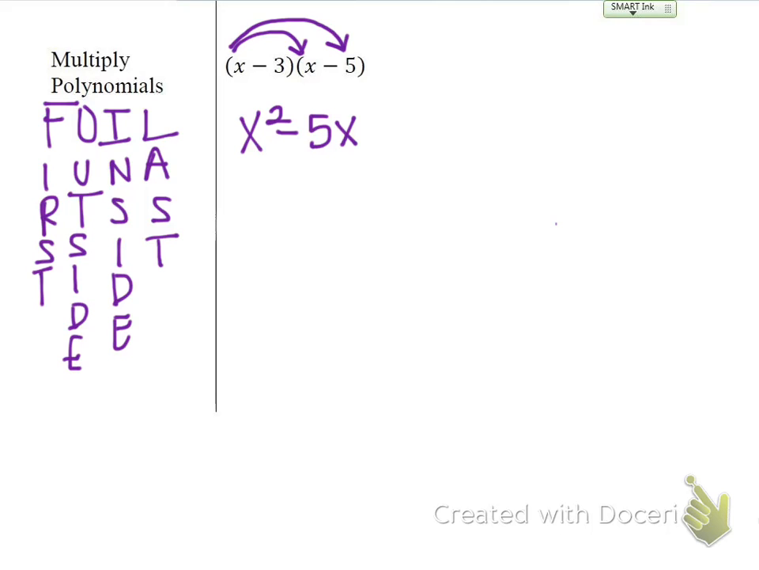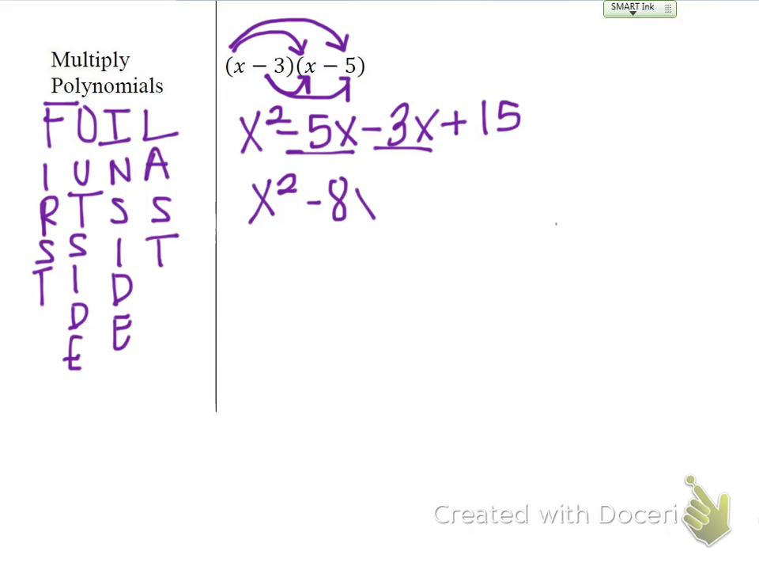Inside means I'm multiplying the two inside terms: negative 3 times x, so that's negative 3x. And then last means I'm multiplying the two last terms, so negative 3 times negative 5, which gives me positive 15. Now your last step is always to combine like terms. So that would be negative 5x minus 3x, which gives me x squared minus 8x plus 15.